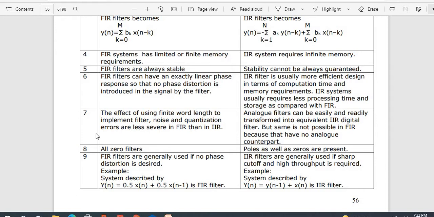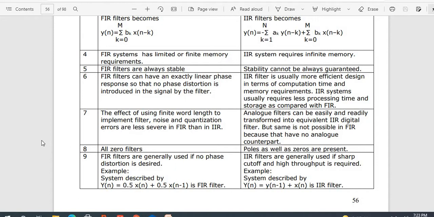It cannot be further added in that. Whereas IIR systems require infinite memory because the space needs to be more in that. FIR requires fewer stages because it knows the lower value as well as the higher value. FIR filters are always stable because the system uses a small duration of analysis. That's the reason it is stable.